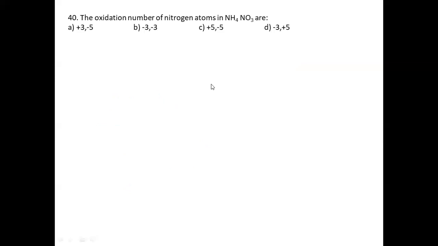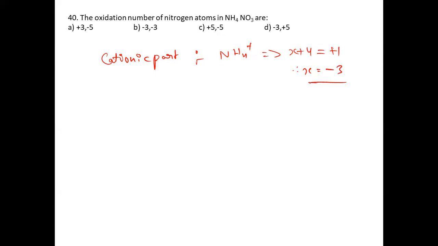40. The oxidation numbers of nitrogen atoms in NH4NO3 are. So we know that NH4NO3 is a salt which consists of 2 parts. In any ionic compound or salt, first we write the cation. So the cationic part is NH4 plus. Let me first consider the oxidation number of nitrogen in NH4 plus. Consider N as X, plus 4 hydrogen atoms attached to nitrogen, so that's 4, and the charge on the cation is 1, so plus 1. X plus 4 is equal to plus 1, therefore X is equal to minus 3.